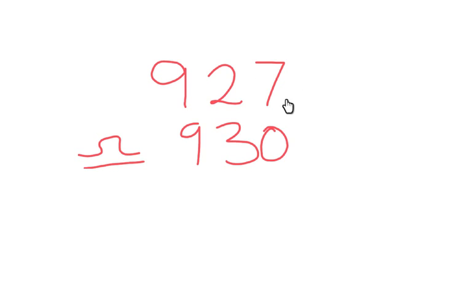The reason why we rounded up just this 7 is because 7 is actually 7 units and 2 is actually 2 tens. And since we are rounding this number to the nearest 10, all we just had to round up was the 7 units.